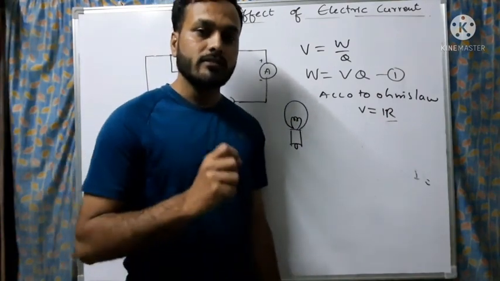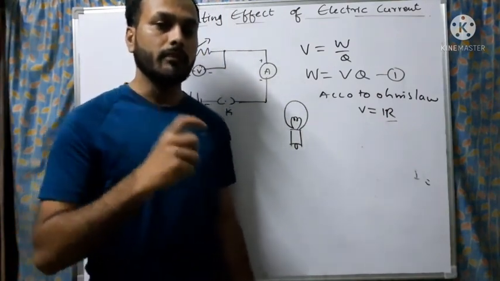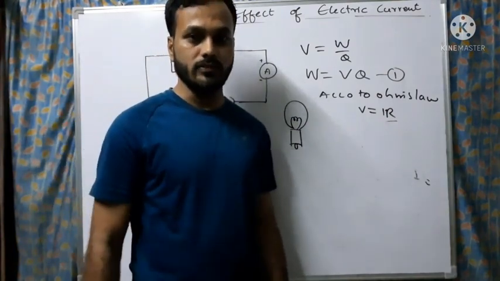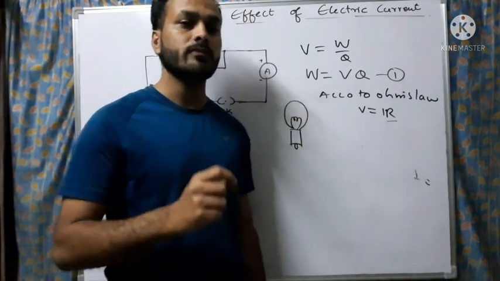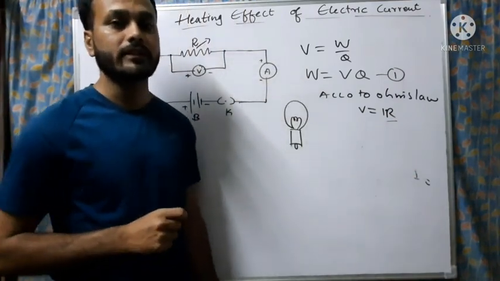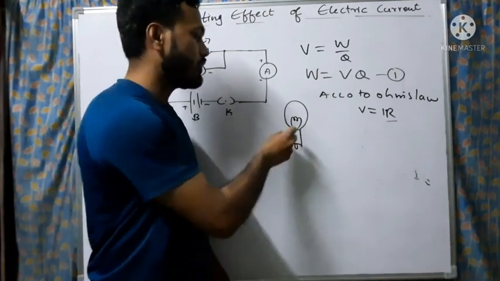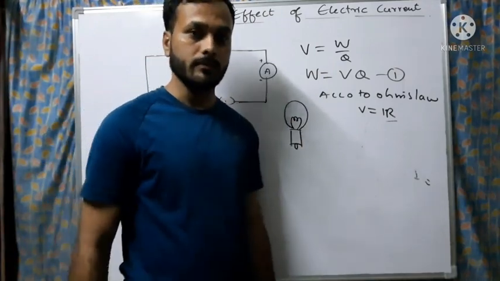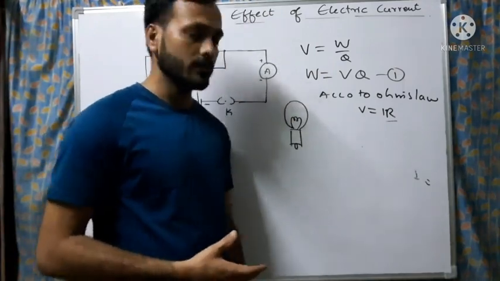We have selected tungsten because it has a high melting point and high resistance. Because of this reason, tungsten metal has been chosen for making the filament of the electric bulb. So let's see how it works.